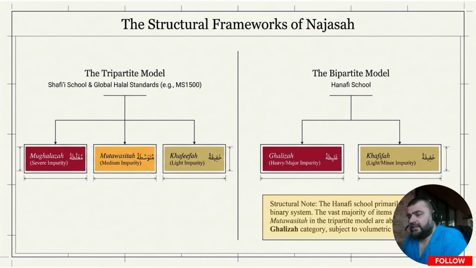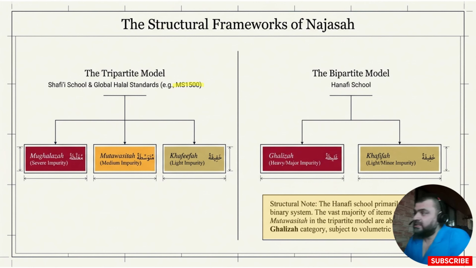Now, in terms of categorizations and types of najasa, it has been classified by scholars in different ways. Shafi'i scholars, for example, divide it in three categories. This is also part of MS 1500, the Malaysian Halal standard. It categorizes the najasa into three types: najasa mughallaza, which is severe impurity, najasa mutawassita, which is the intermediate or medium level impurity, and najasa khafifa. On the other hand, Hanafi scholars categorize them into najasa ghaliza and najasa khafifa. These are the two categories according to the Hanafi scholars.